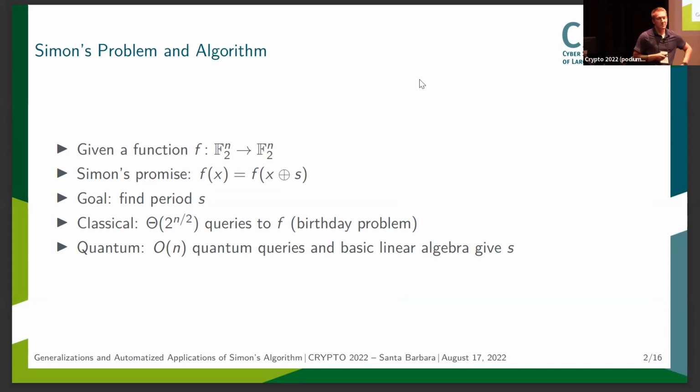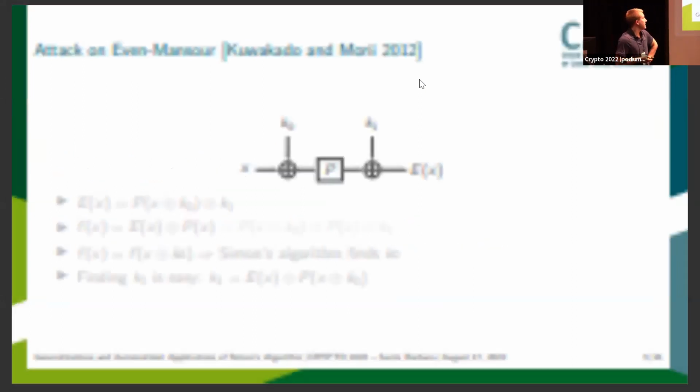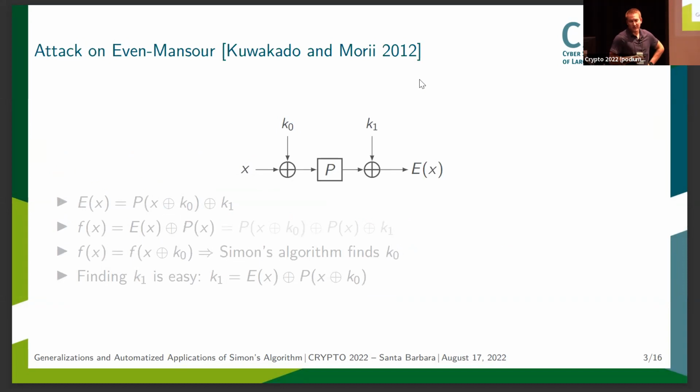We are people who do symmetric cryptanalysis. The reason why we should care was essentially given by Kuwakado and Morii first in 2010, where they gave a quantum attack based on Simon's algorithm against the three-round Feistel. And then in 2012, they gave one against the Even-Mansour construction. And this I want to present here.